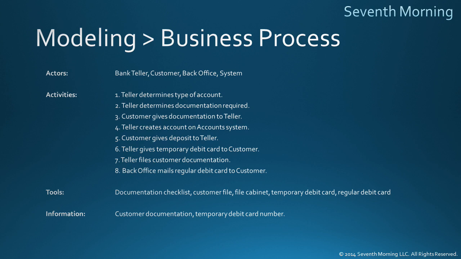Next, we have the activities and their sequence from the perspective of the bank teller. They're listed there on the screen. First, the teller determines the type of account. Then she determines the documentation required from the customer. Then the customer gives her the documentation. Then she creates the account on the system. Then she takes the deposit from the customer. Then she gives the temporary card to the customer. Then she files the customer documentation. And finally, the back office representative mails the new account package with a regular debit card out to the customer.